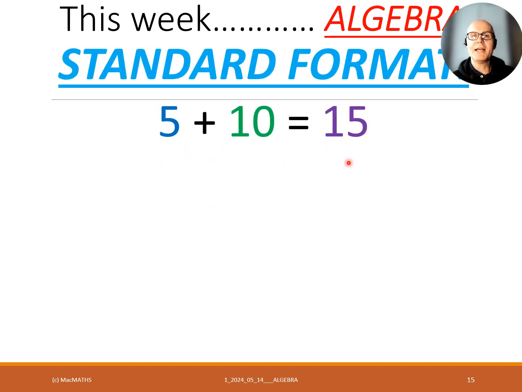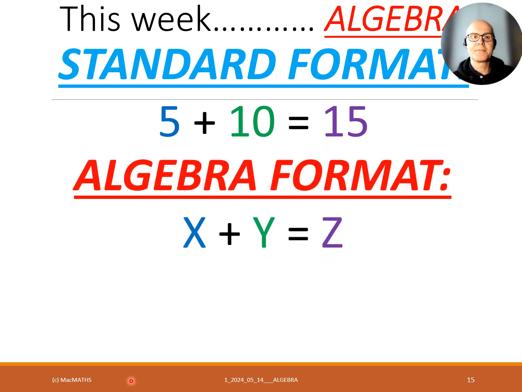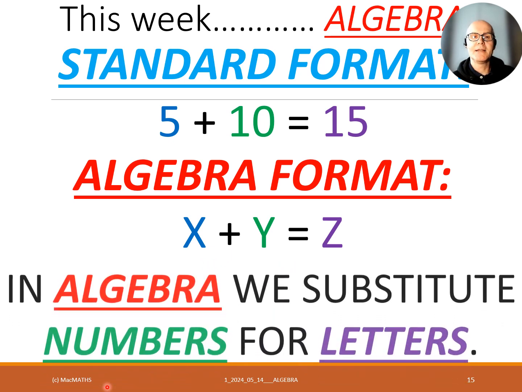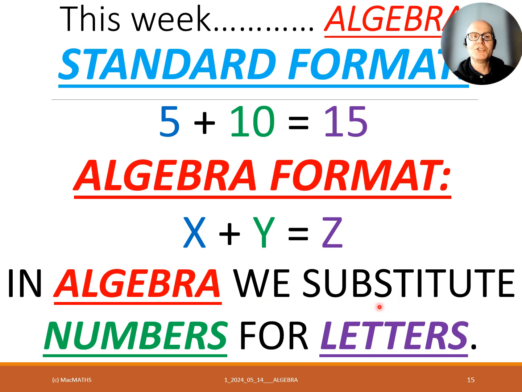This would be the standard format that you would write a formula, like what we saw in the number machines. 5 plus 10 equals 15. If you were to convert that to an algebra formula, it would be X plus Y equals Z. In algebra, we substitute numbers for letters. Instead of a formula containing entirely numbers, an algebra formula would consist of a mixture of letters and possibly numbers also.